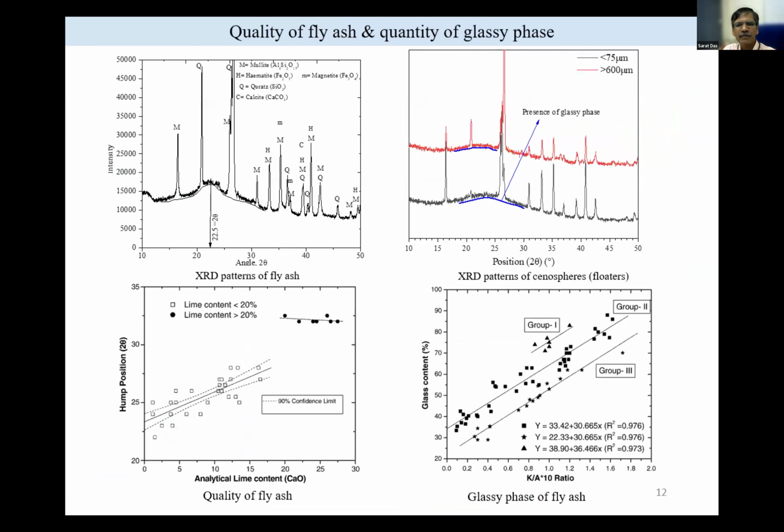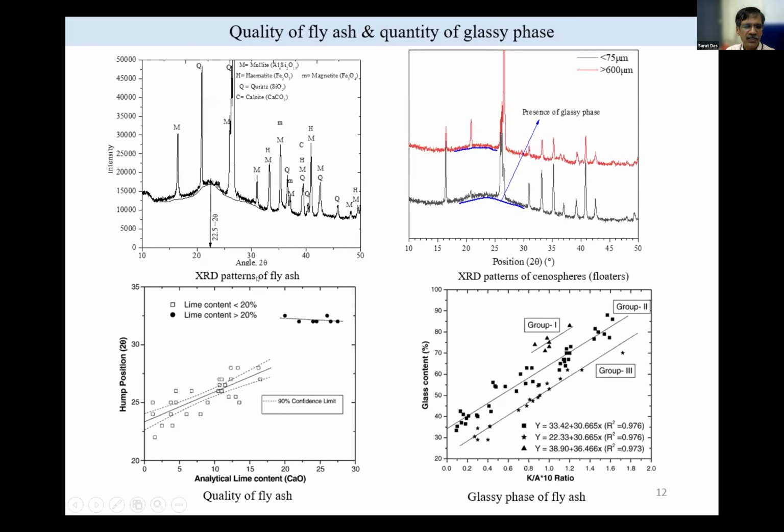Another important aspect for valorization is its X-ray diffraction. We need to know the minerals. As I said, we need pozzolanic activity, and that should be the glassy phase. So these are the minerals of the fly ash: mullite, hematite, and so on. But we are more interested in the glassy phase.